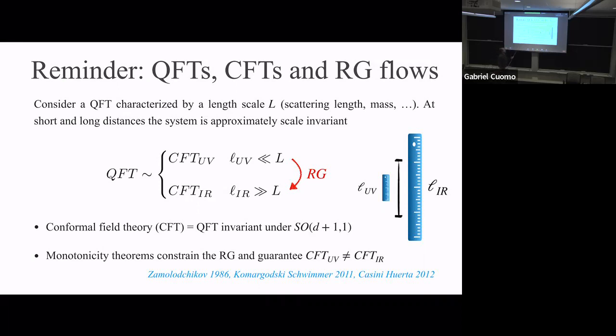And then we can look at the system either at distances much shorter than the length scale L or at distances much larger. And of course, at these distances, we are insensitive to this scale L, so the theory will exhibit some kind of scale invariance. So it will be a CFT, a conformal field theory, or it's well approximated by one. What connects the UV scale invariant description and the IR scale invariant description is just the energy flow.